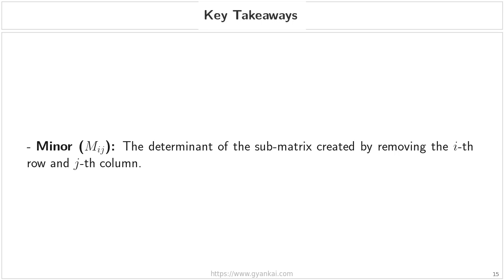Key takeaways. First, let's revisit the concept of the minor, which we denote as M sub ij. Remember, the minor is simply the determinant of that smaller submatrix you get after you've removed the ith row and the jth column from your original matrix. It's that leftover 2x2 grid we practiced finding.